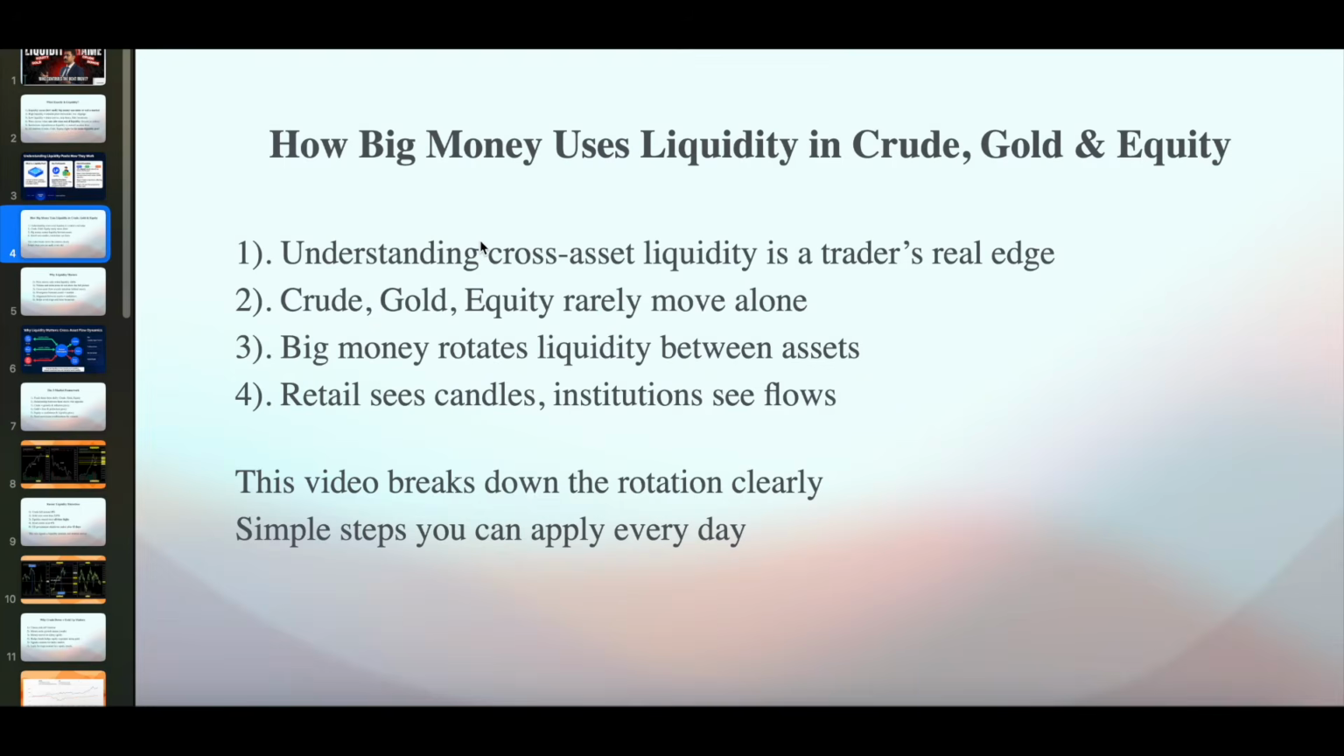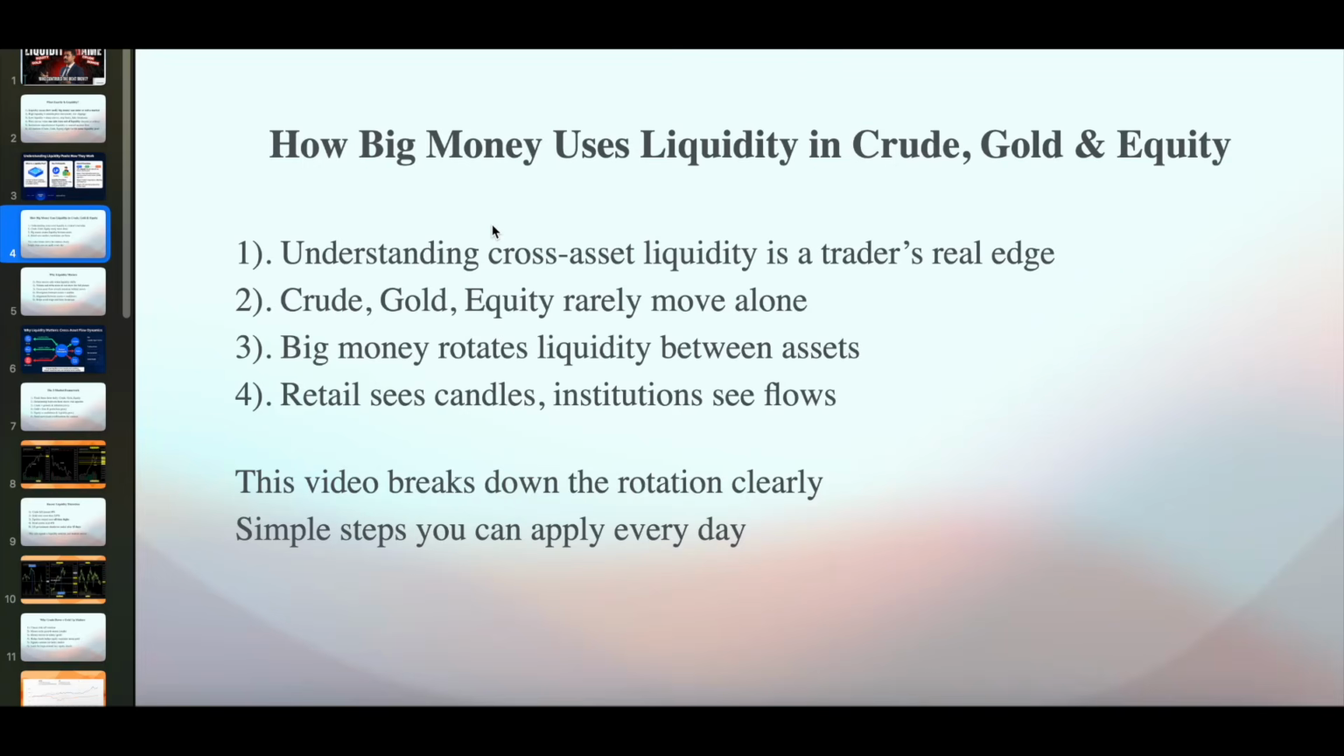How does big money use that liquidity in different assets like crude, gold, and equities? Understanding cross asset liquidity is a trader's real edge. Big money doesn't watch one chart. They watch everything together: gold, bullion, crude, equities, yields, dollar index, because their positions are huge, they need deep liquidity to enter or exit. If crude is weak, they reduce inflation exposure. If gold is strong, they hedge the equity risk. If equities are rising with low liquidity, they force retailers into FOMO, fear of missing out.